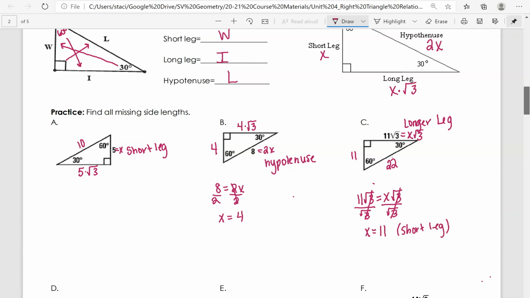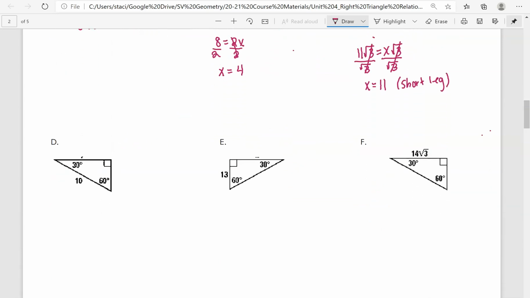So let's look at a couple more. Our next ones are still going to be that nice, easy pattern. So I want you to pause the video and try D, E, and F on your own. I want you to hopefully take a minute. When you finish, unpause the video and see how you did.